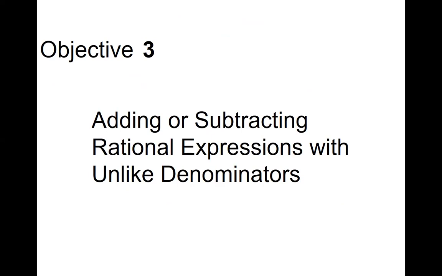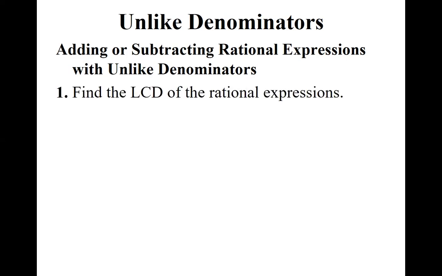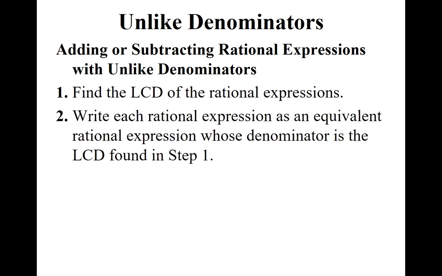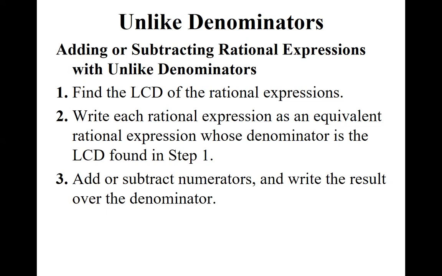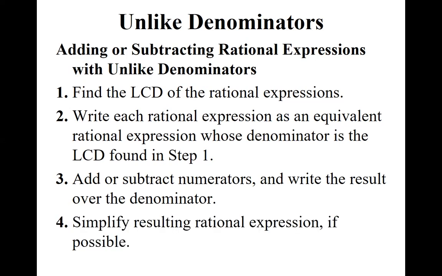The third objective in this topic is adding or subtracting rational expressions with unlike denominators. So now that we know how to find a common denominator, just like with fractions, we're now able to add or subtract rational expressions that have unlike denominators. Find the LCD, write each rational expression as an equivalent rational expression whose denominator is the LCD found in step 1. Then add or subtract the numerators, write the result over the denominator, and simplify if possible.